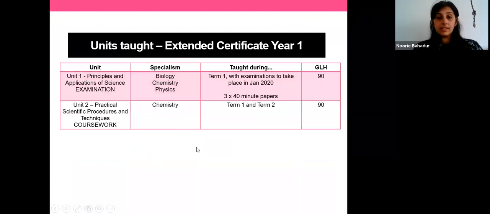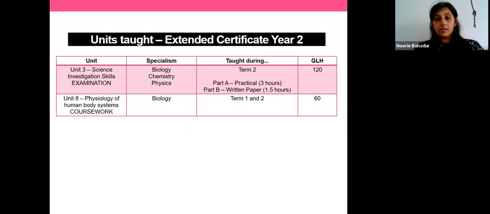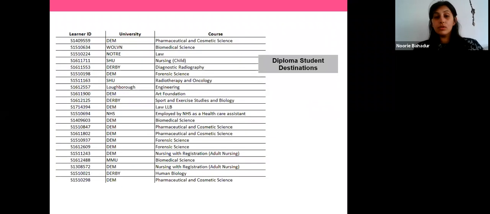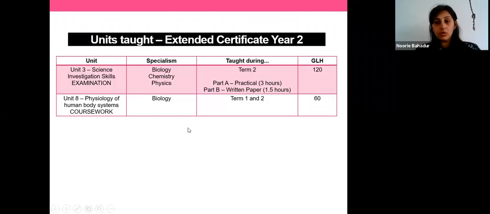If you have a look at the extended certificate, you've got the same sort of units, but just a smaller amount of them. As I said, it's only equivalent to one A level. So again, you've got Unit 1 and Unit 2. And then the second year, you've got Unit 3 and Unit 8. So we cover the same sort of units that you would, but just a smaller amount.